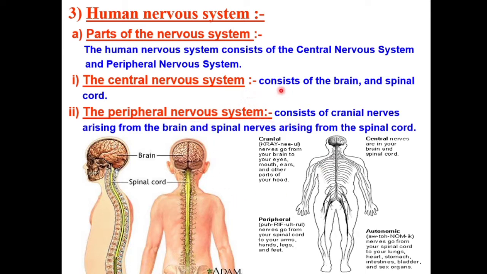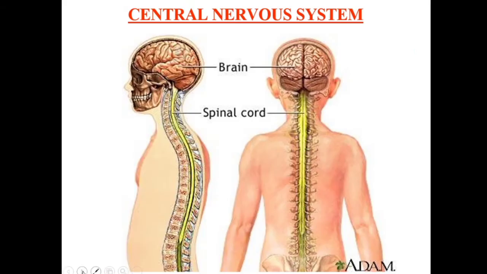Nerves which come out from the brain are cranial nerves. Nerves which come out from the spinal cord are known as spinal nerves. Okay, next, let's see. So this is our central nervous system, brain and spinal cord. You see, the spinal cord is inside our vertebral column. Here you can see, right?